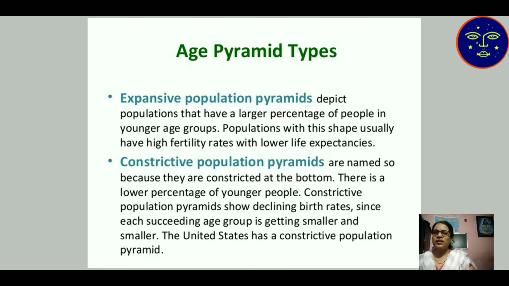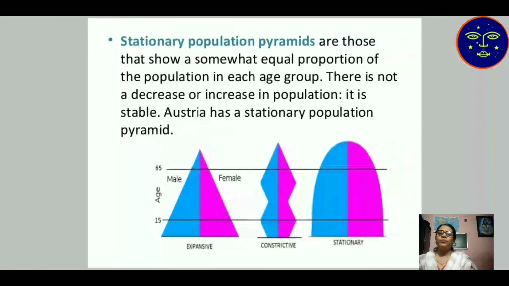Then constrictive population pyramids are named so because at the bottom there is a lower percentage of younger people. Constrictive population pyramids show declining birth rates, since each succeeding age group is getting smaller and smaller. The United States has a constrictive population pyramid.